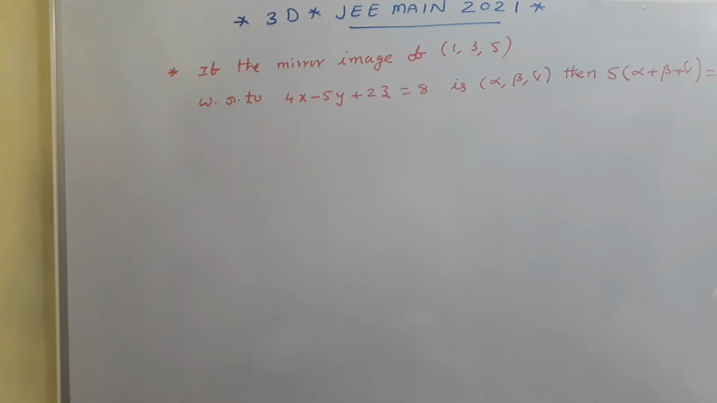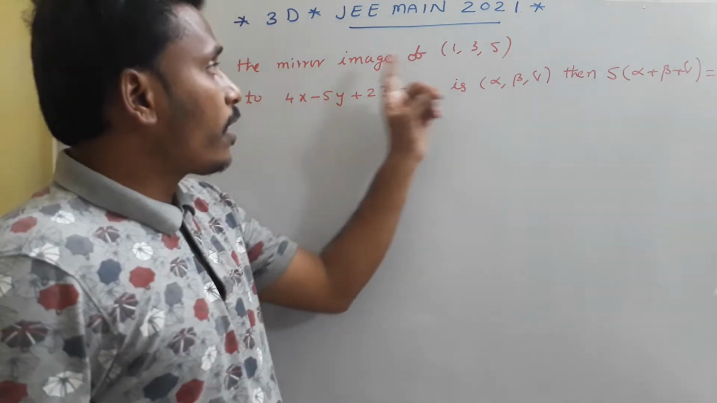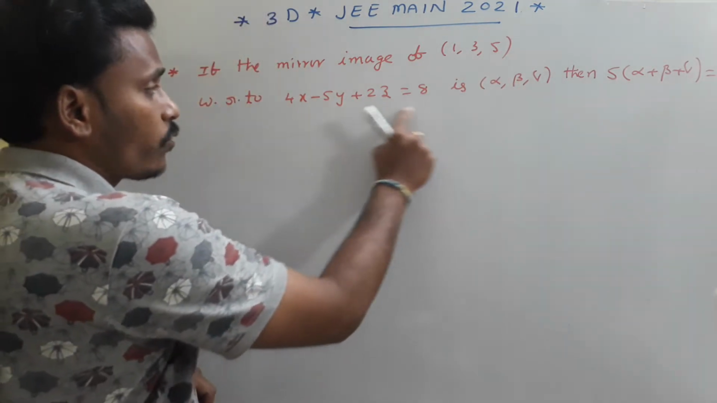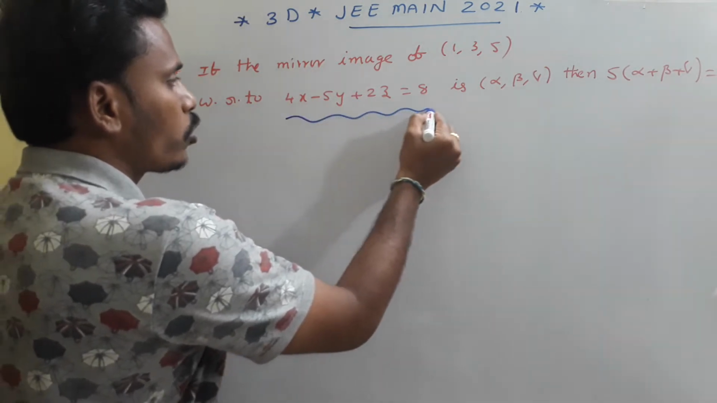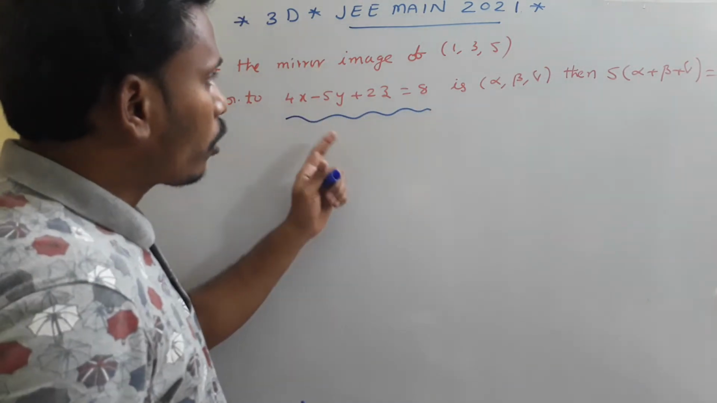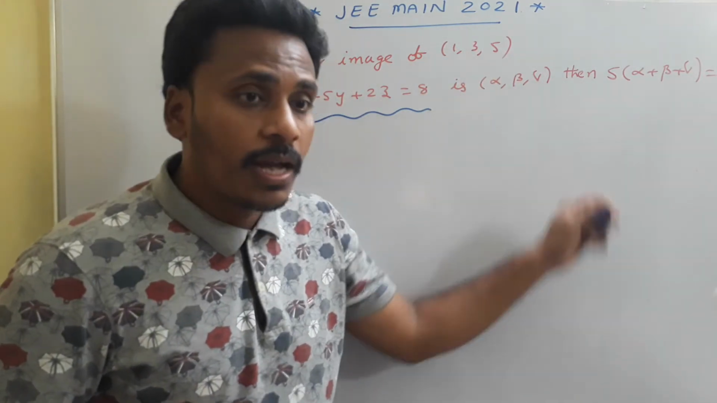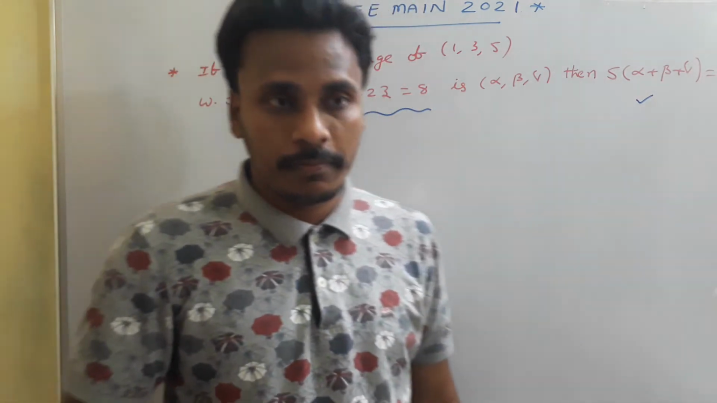So this is another problem related to the mirror image with respect to a plane. See, the mirror image of the point (1, 3, 5) with respect to the plane 4x minus 5y plus 2z equals 8. With respect to the plane, the mirror image of the given point is (alpha, beta, gamma), and we need to find 5 times of alpha plus beta plus gamma.